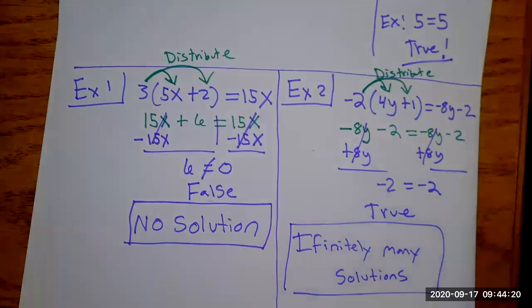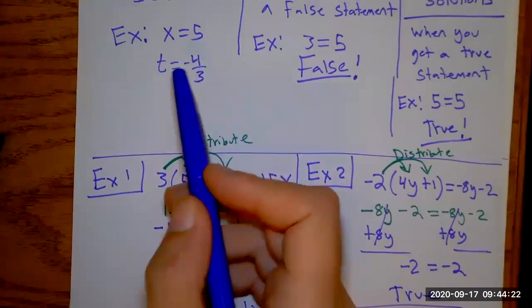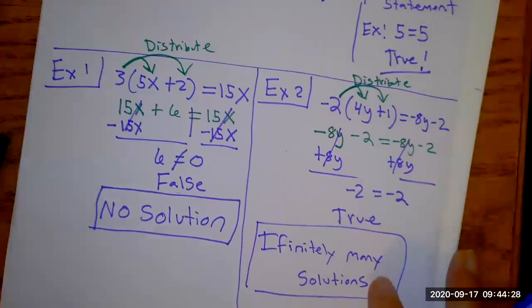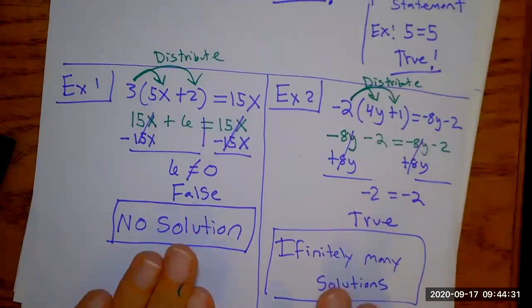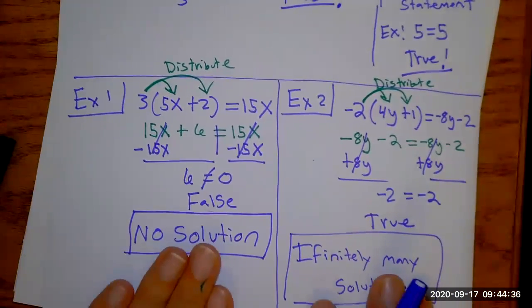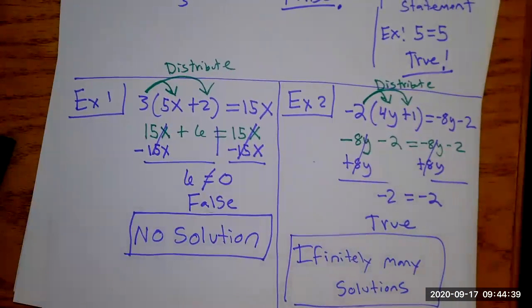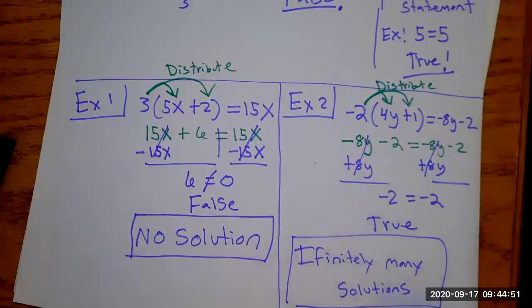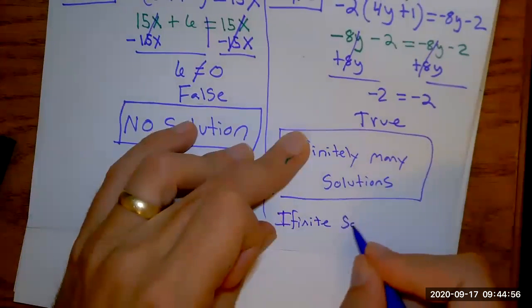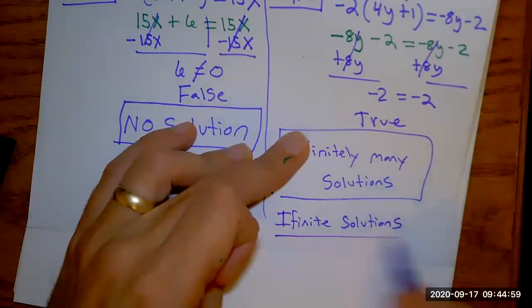Now remember, if we just get a normal equation, that's just one solution, and we're good to go, right? So these two are very special. They're special because we don't get an answer for x. These are very special solutions that happen. Instead of saying infinitely many solutions, if you're gonna write it shorter, I would write infinite solutions. So I would write this. Infinite solutions.